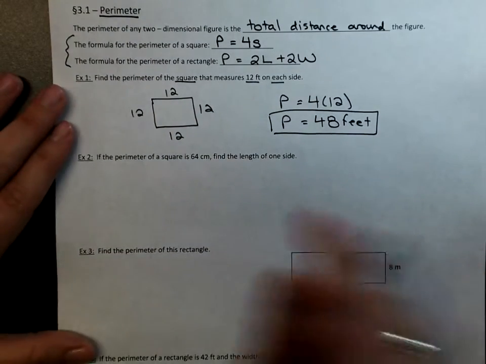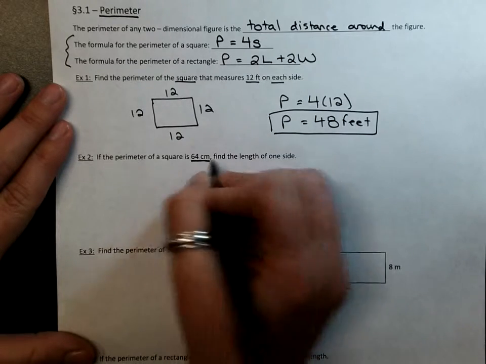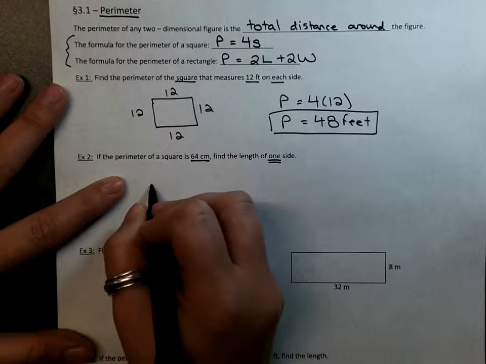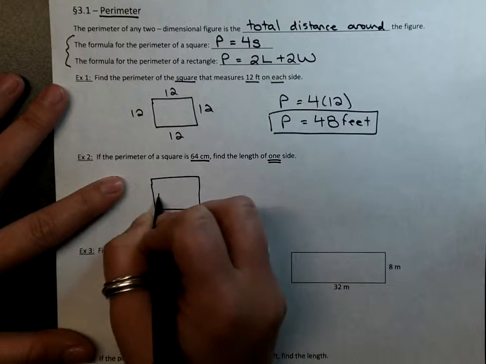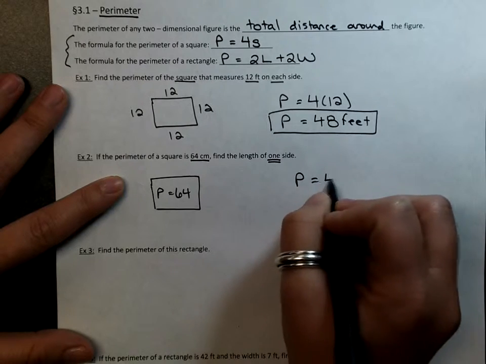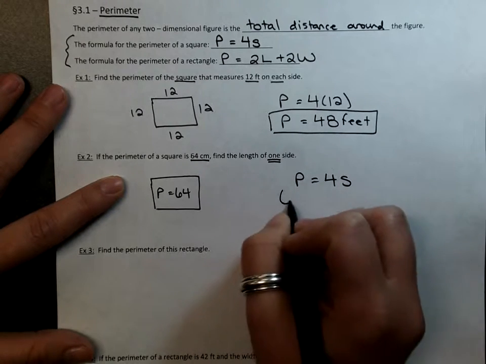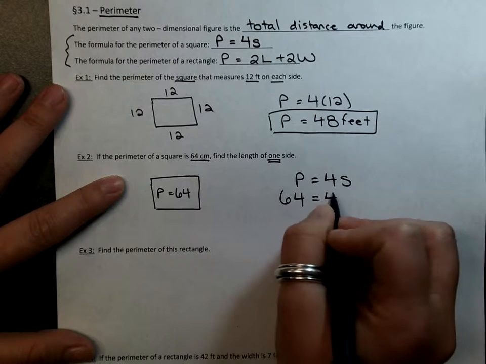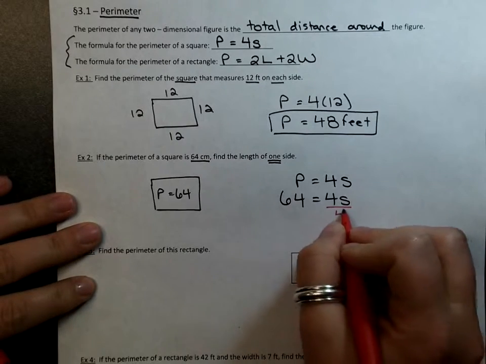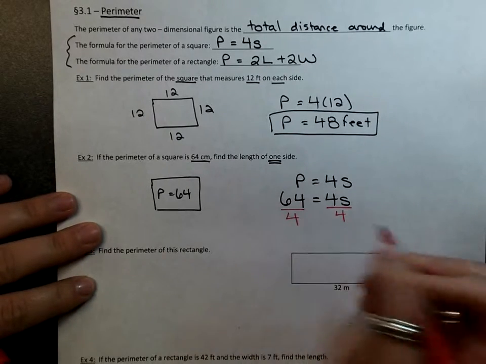Example 2, if the perimeter of a square is 64 centimeters, find the length of one side. So again, we have a square. We know the perimeter is 64. We know that perimeter equals 4s. So 64 equals 4s. And in order to solve this, we would divide each side by 4. And you might already do that without even thinking about the equation.